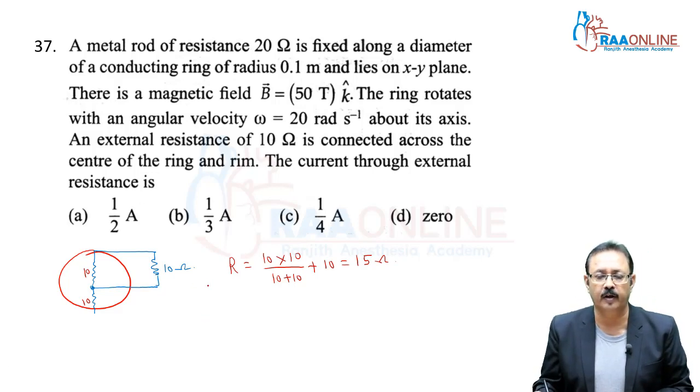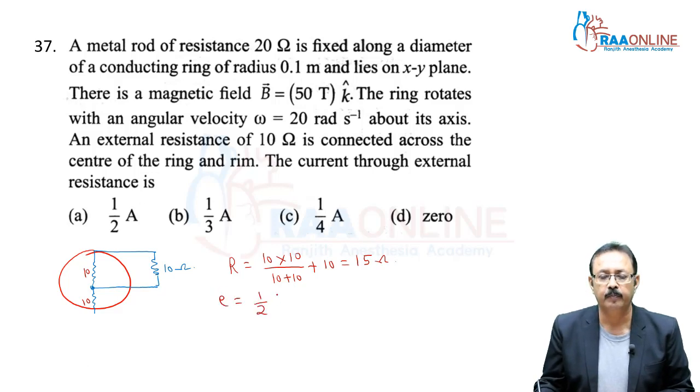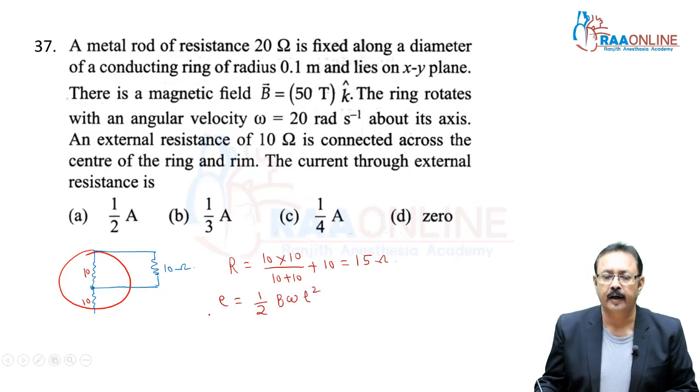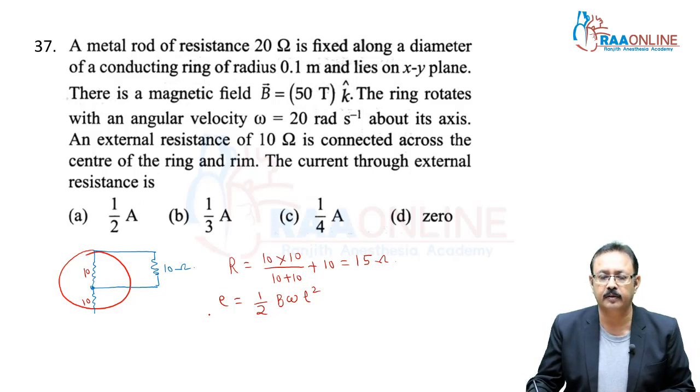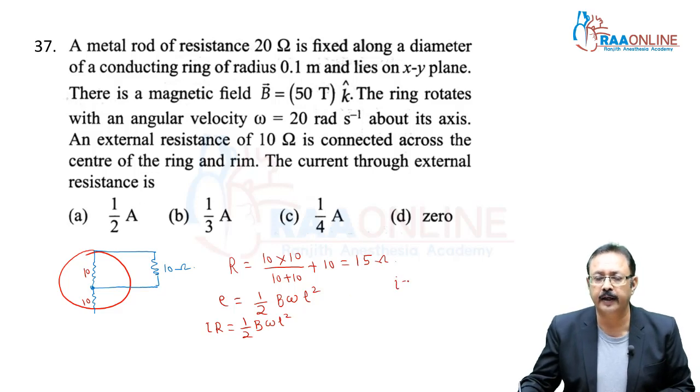When the rod is moving, we know what induced EMF we will get. We have a derivation, E is equal to half B omega L square. And E is equal to I into R. So E is equal to I into R, half B omega L square. So I am getting the formula I equals B omega L square by 2R. Now put the values and get the answer.